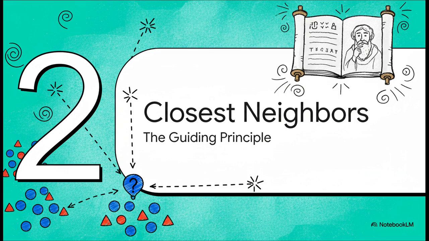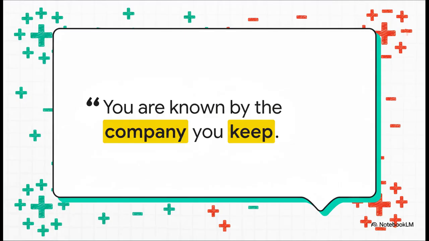Well, the solution to its identity crisis actually comes from a super old, very wise saying. That's it. That's the whole idea in a nutshell. We can figure out what our point is just by looking at its neighborhood, by looking at the company it keeps. If it's surrounded by a bunch of pluses, chances are it's a plus. If it's hanging out with minuses, well, you get the picture.